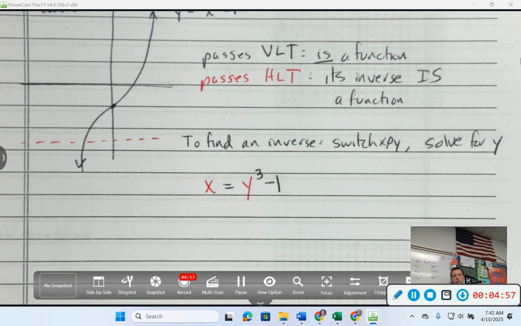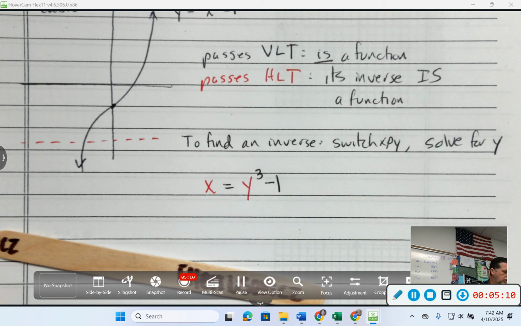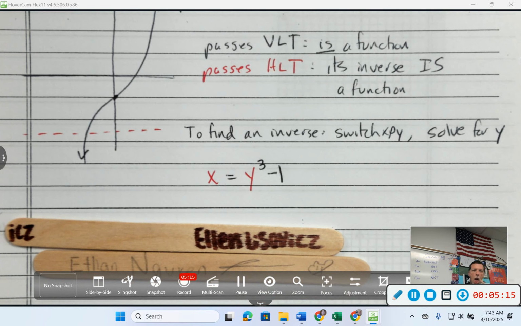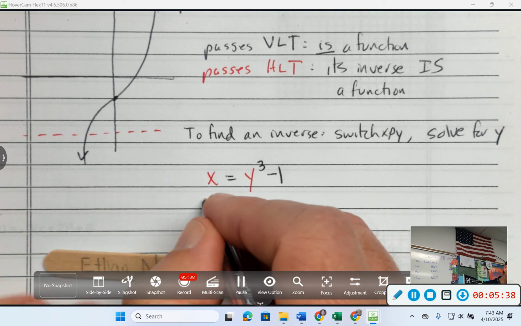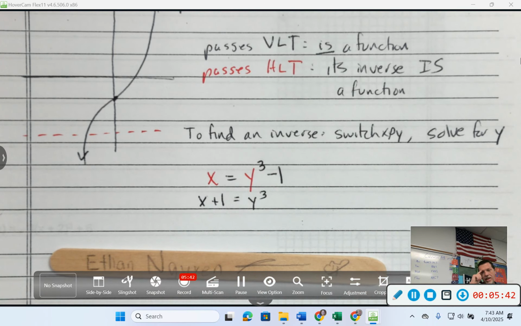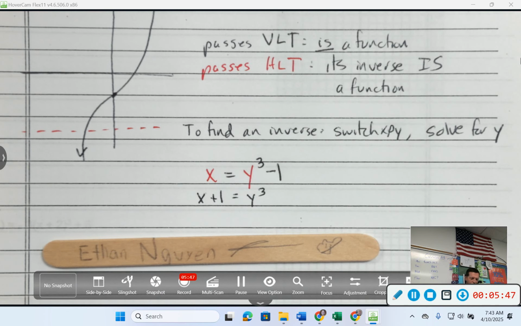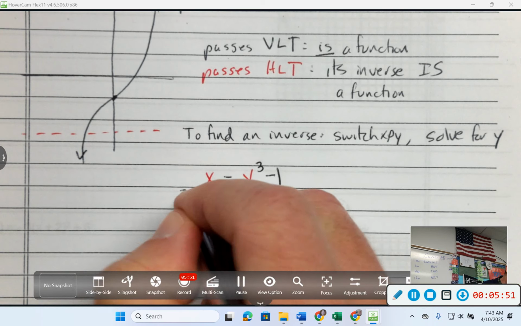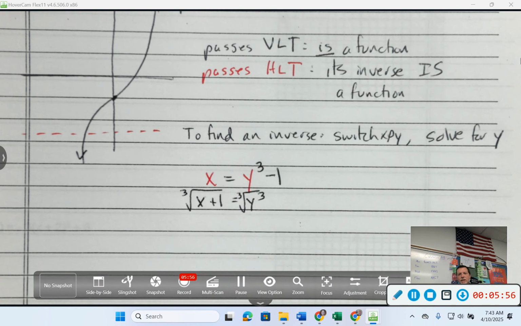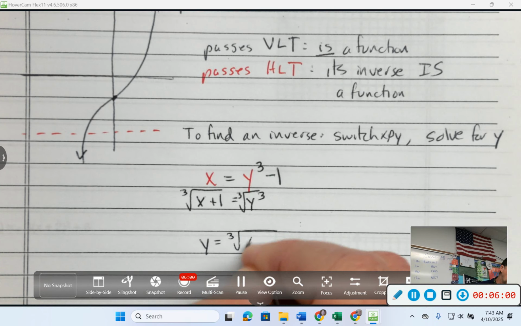Which is why we did literal equations a couple days ago, because hopefully we can get y by itself without too much difficulty. Ellen, what should we do first to start to get y by itself? Move the 1 over. You understand why we would do that? To start to get y by itself. So we'll move the 1 over by adding it to both sides. And then Ethan, what would we do next? Cube root both sides, because that'll undo the cubic. The whole point of cube rooting a cube is that they cancel each other out. And we've got y equals the cube root of x plus 1.